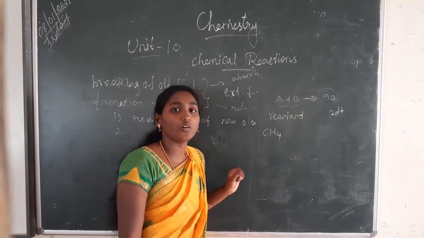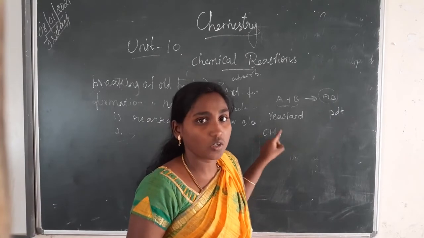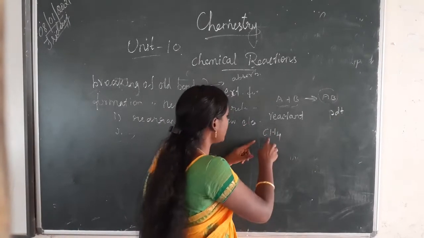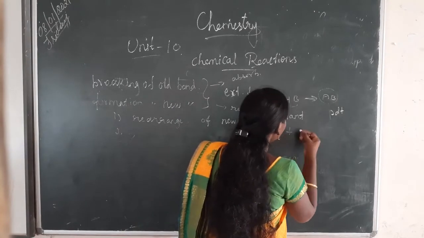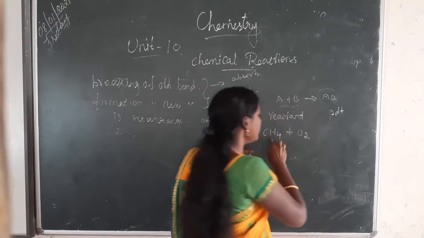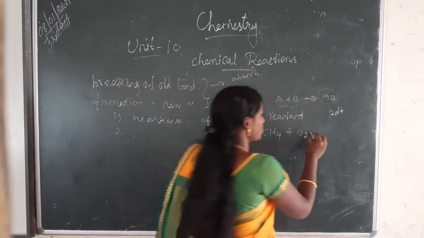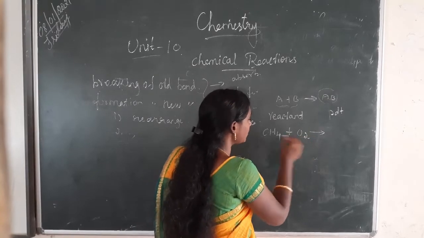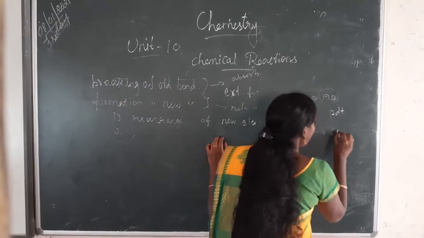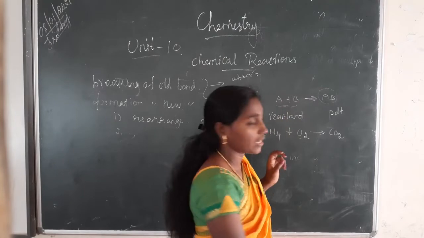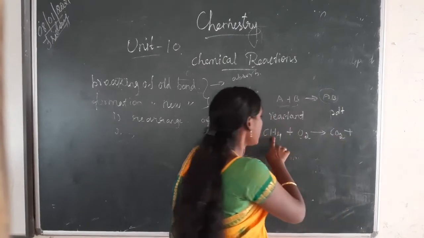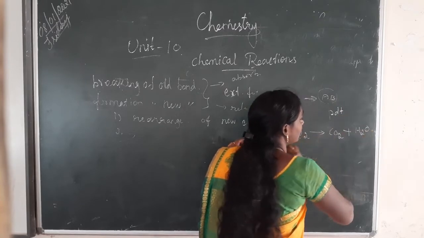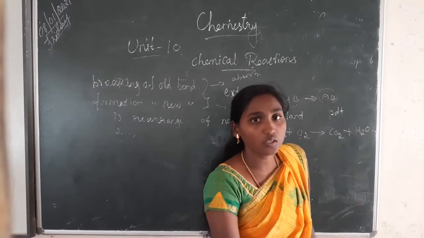Next, a simple equation: CH4. What is CH4? Can you say? Methane. Okay, CH4 is the chemical formula of methane. So methane reacts with oxygen. Can you say the product? Carbon combines with oxygen to form carbon dioxide, plus hydrogen forms one more thing, that is water. Carbon dioxide and water.